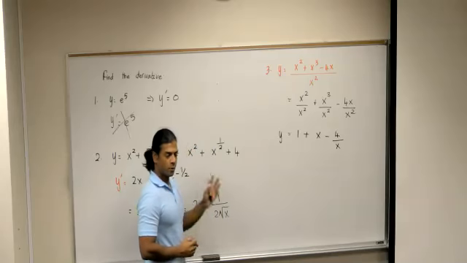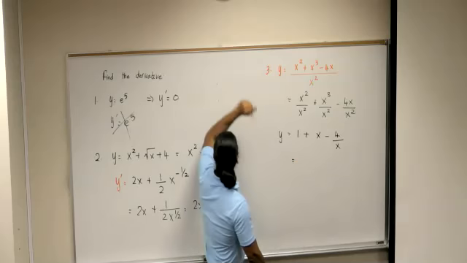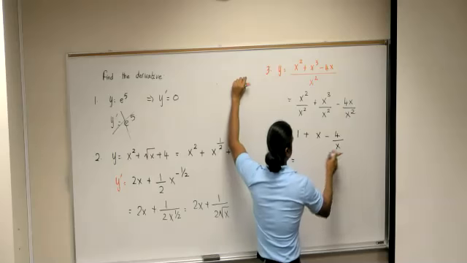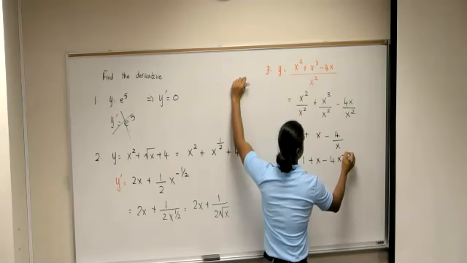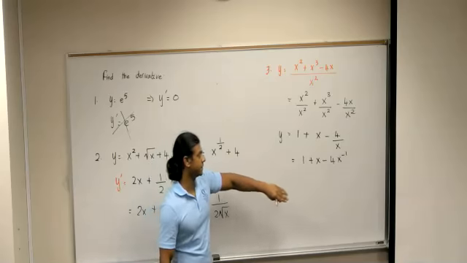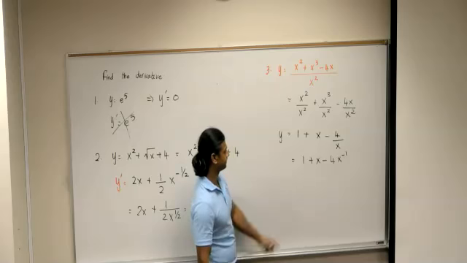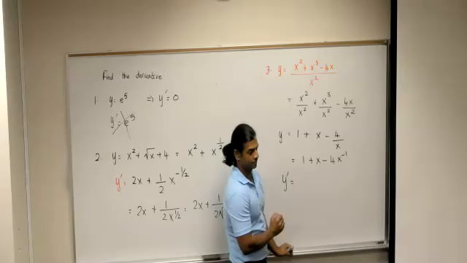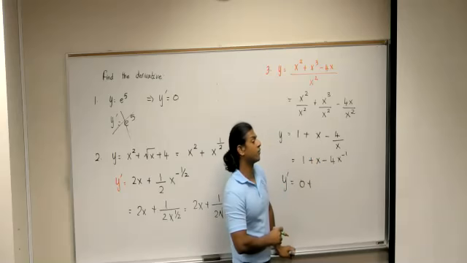So we want to find the derivative. We know the power rule works as x raised n, so I'm going to rewrite 4 over x as negative 4 multiplied by x raised negative 1. If that x moves from the denominator to the numerator, it becomes negative 1. What is the derivative of 1? 0. Derivative of x?